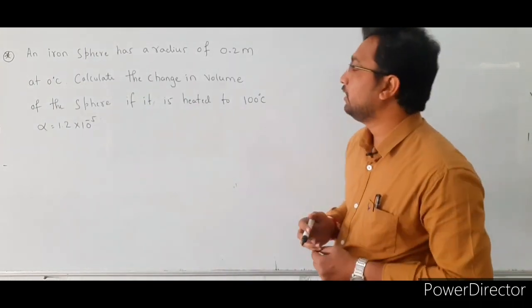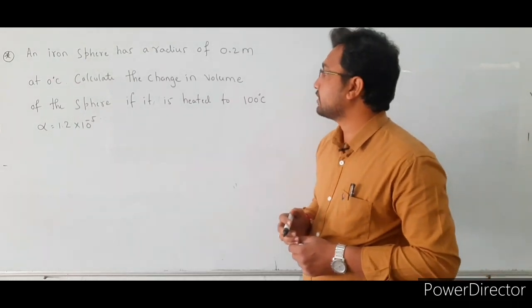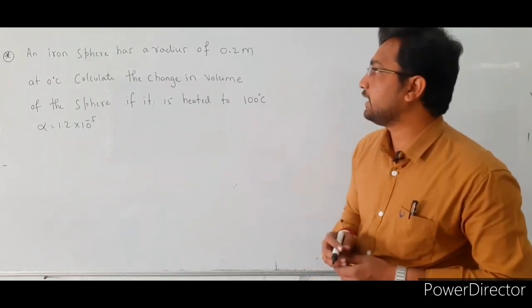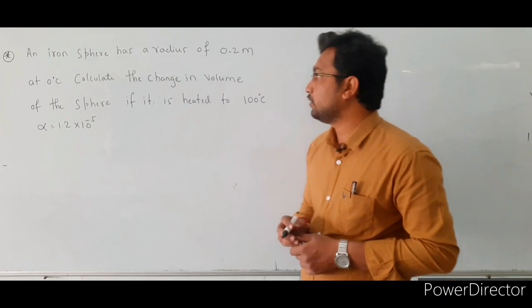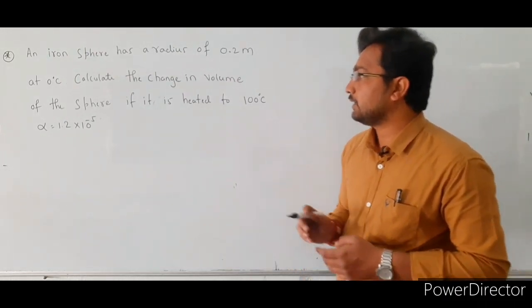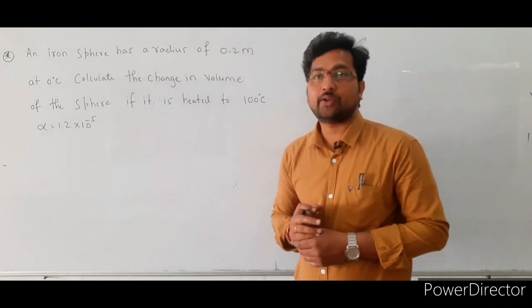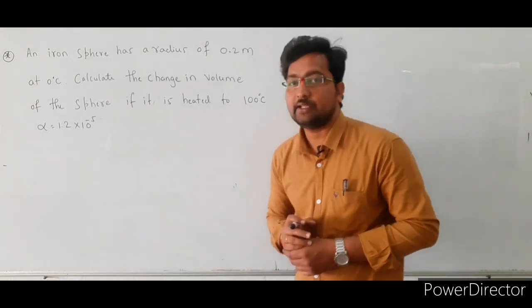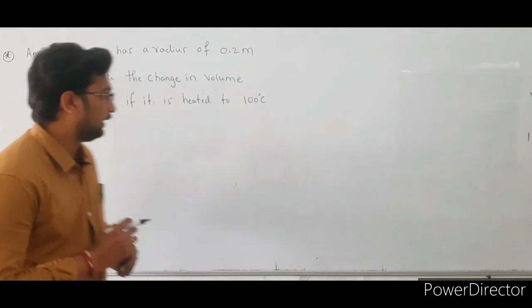See the next problem here. An iron sphere has a radius of 0.2 meter at 0 degrees Celsius. Calculate the change in volume of the sphere if it is heated to 100 degrees Celsius, given alpha is equal to 1.2 × 10^-5 per Kelvin.